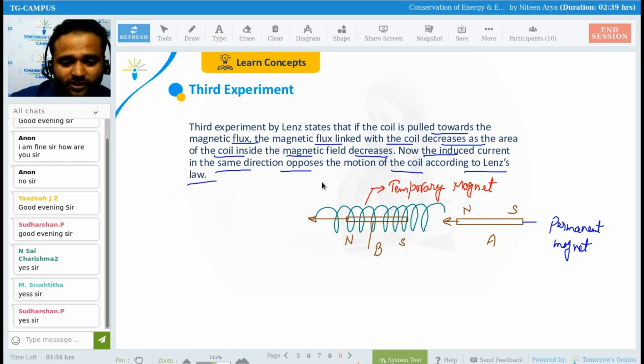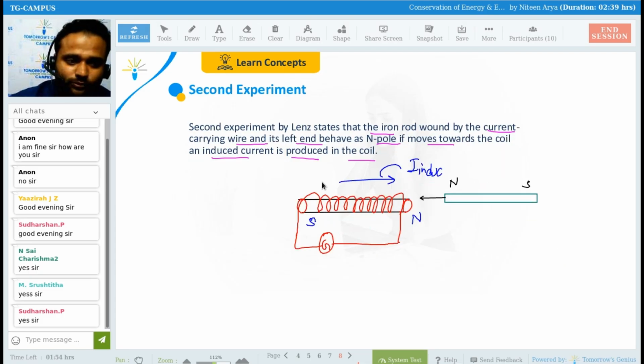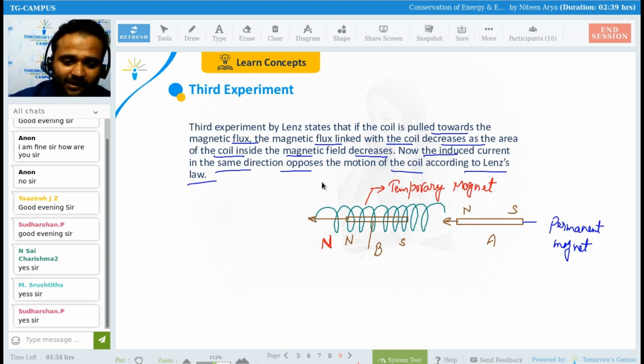Now you can see, if this particular coil needs to oppose this, then at the particular position of permanent magnet B, this end becomes north. Initially I said that it is south. Right now I am saying it is north. Is this clear or not? Because the main thing of this coil is to oppose. Clear?